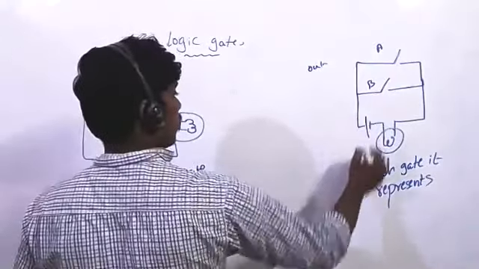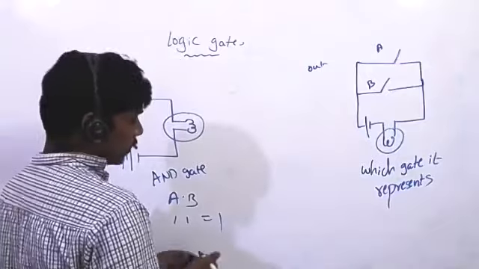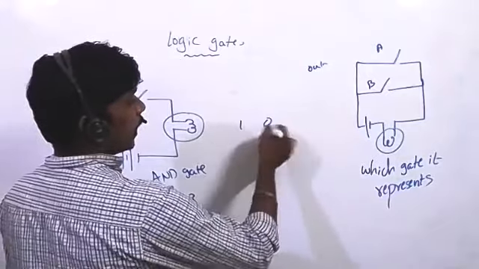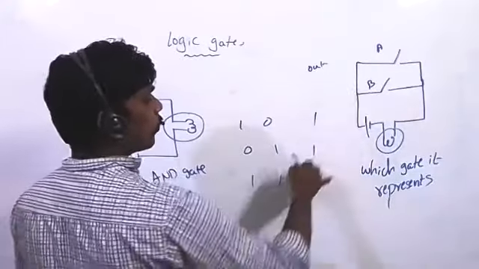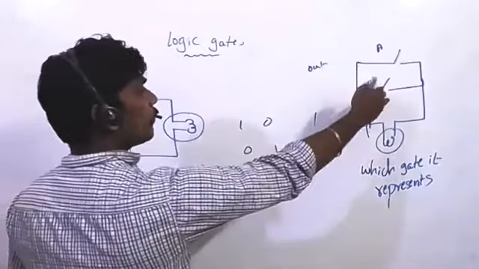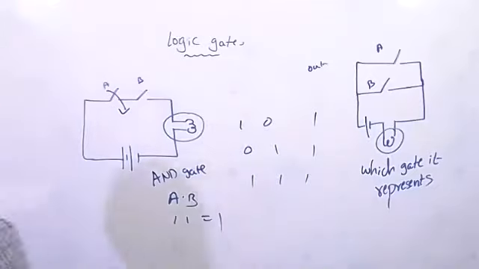Sir, is it OR gate, sir? Yes, OR gate. Why? Because if any one input is high, output is also high. If you close any one switch also, output will be there. So it is OR gate. Clear, ma?